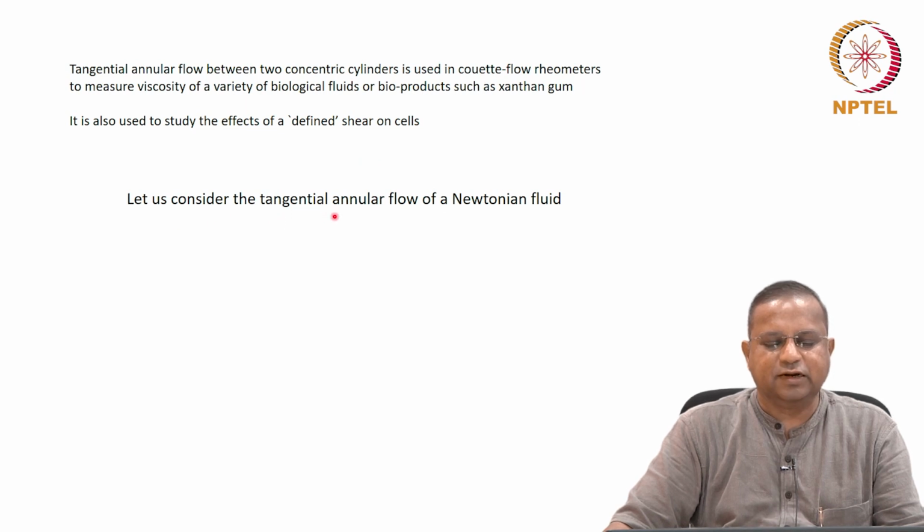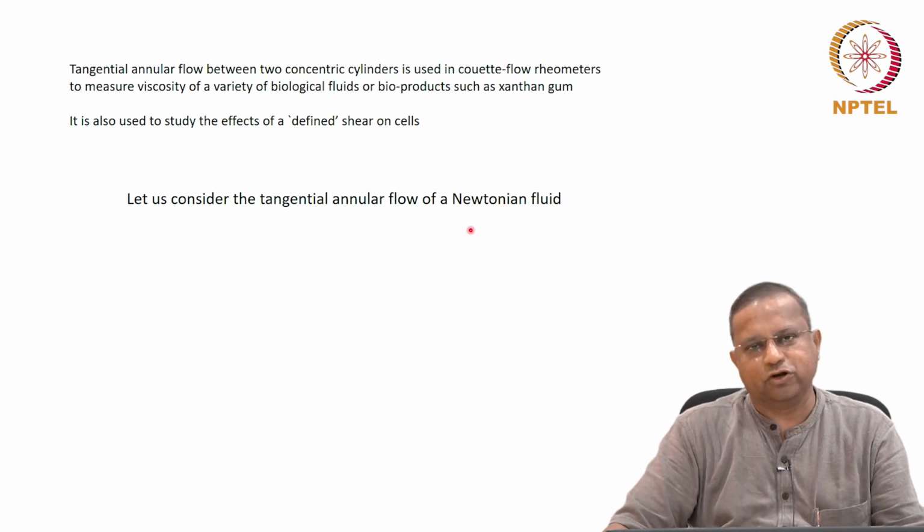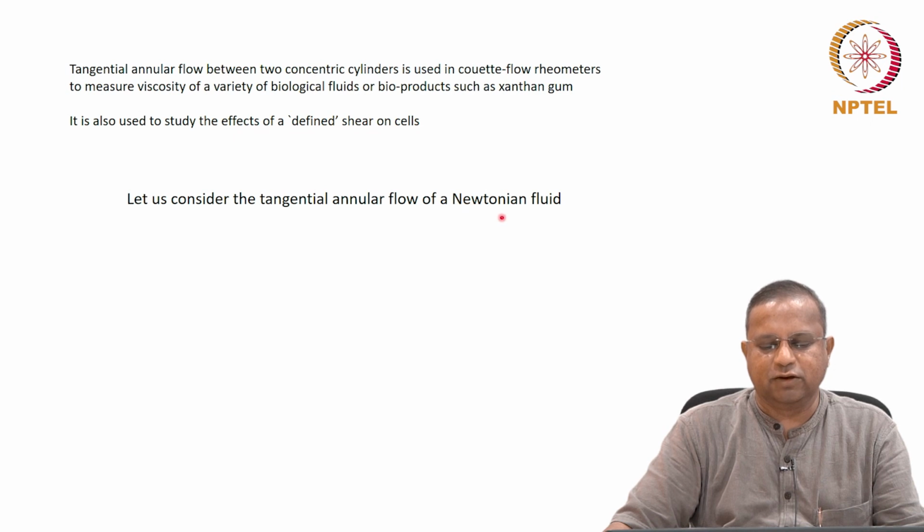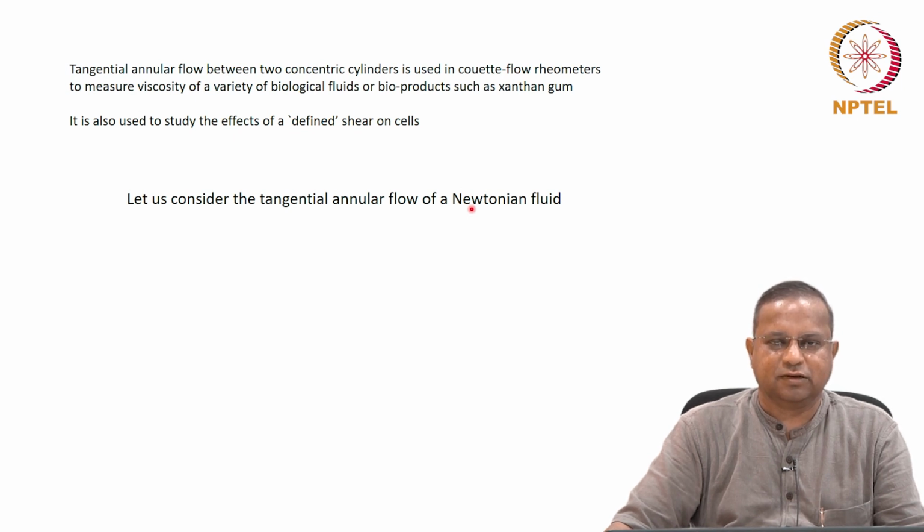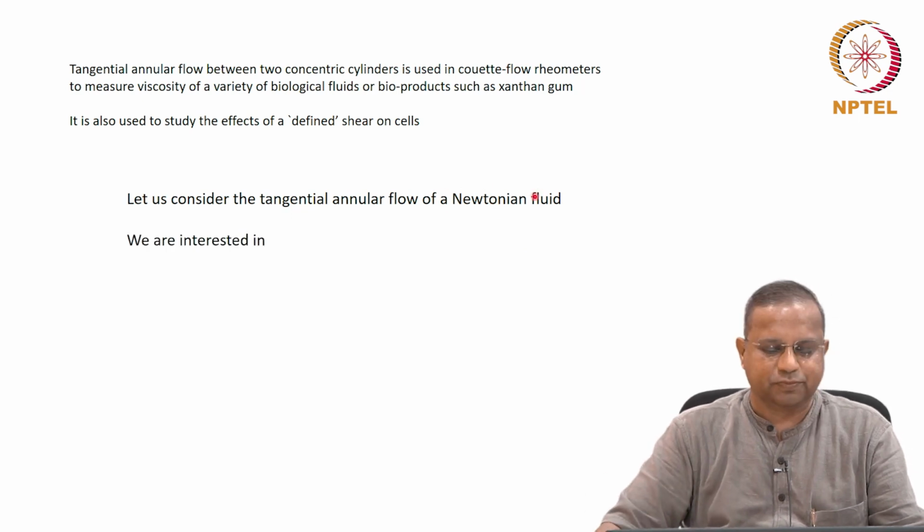So let's consider the tangential annular flow of a Newtonian fluid. We'll deal with Newtonian fluid. You very well know that if it is not a Newtonian fluid, you'll have to use the other, more complex equation. You just cannot use the simplified one with constant mu and rho for a Newtonian fluid. So that's the main difference in terms of approach.